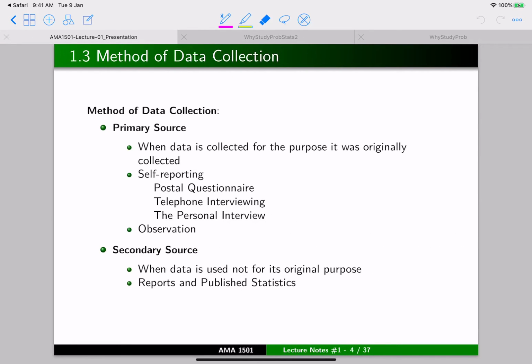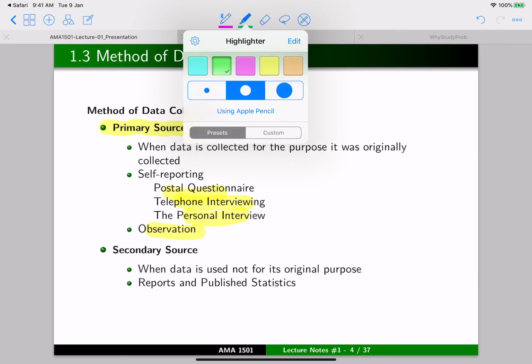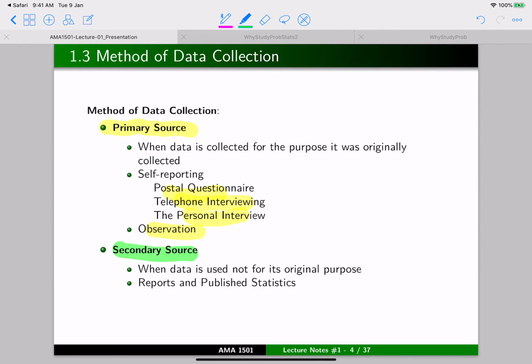So, how do we collect data in statistics? Well, there are two ways. The primary source of data collecting is when data is collected for the purpose it was originally collected. We can collect data using questionnaires, telephone interviews, personal interviews, or observation. A secondary source of collecting data is when data is used not for its original purpose. For example, reports and published papers on data and statistics.